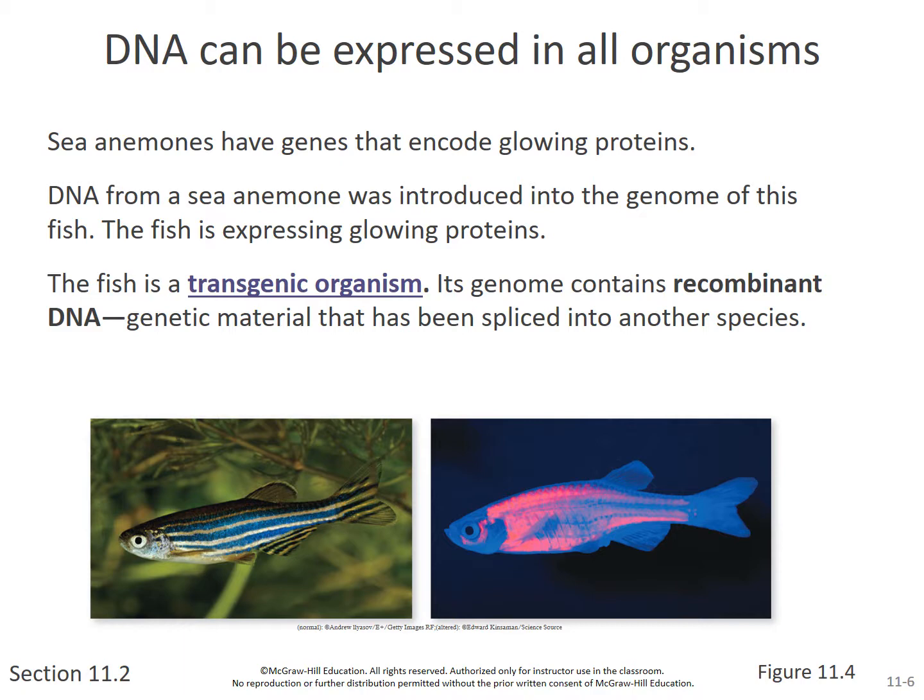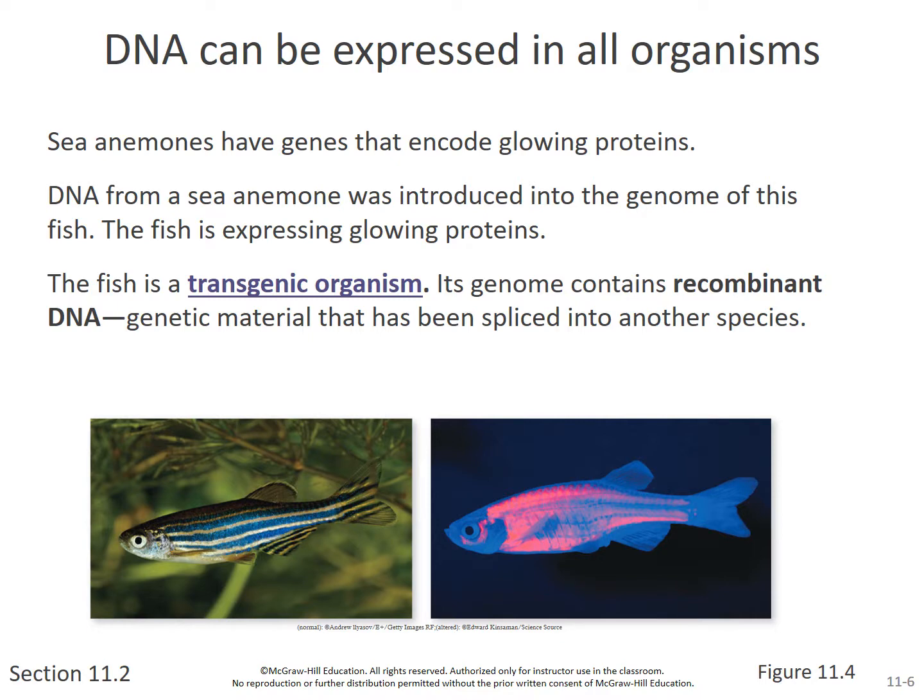So the DNA was taken out of the sea anemone. The particular gene for this protein, this glowing protein, was taken out of the sea anemone and put into this fish. The fish is now expressing this particular protein, and you can see in the bottom right corner the fish is glowing because it's producing those proteins.